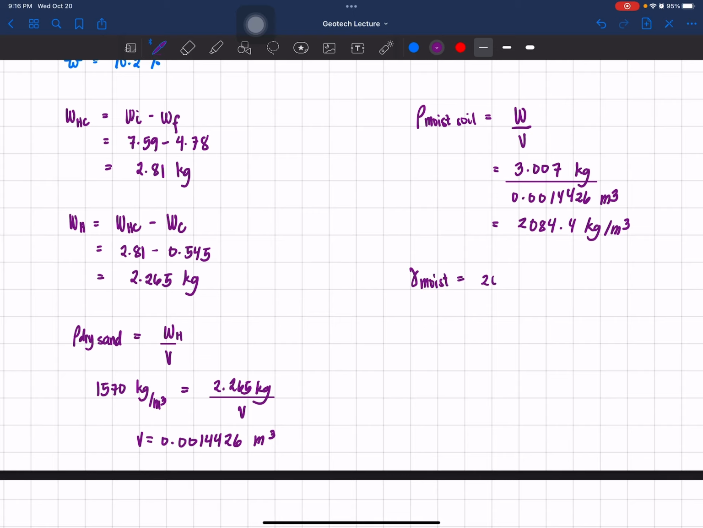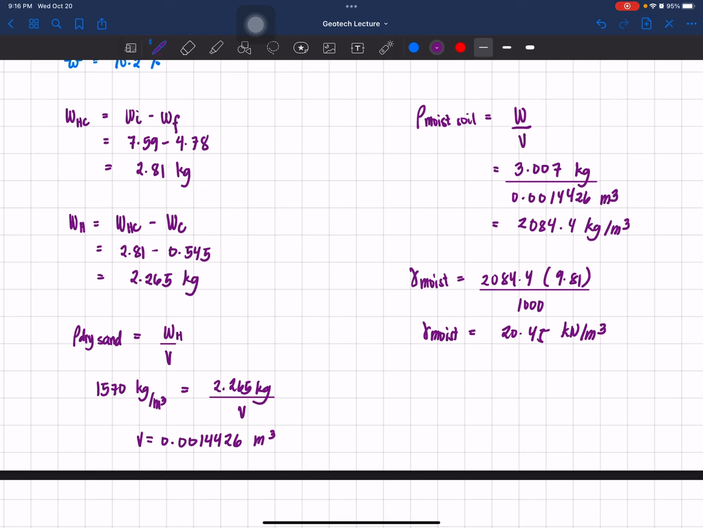equal to 2084 multiplied by 9.81, divided by 1,000, because it's kilonewton and 9.81 is meters per second squared. So gamma moist now is equal to 20.45 kilonewton per m cube.